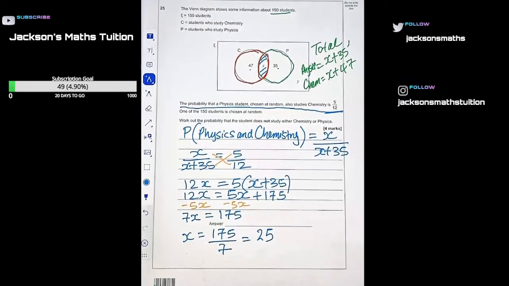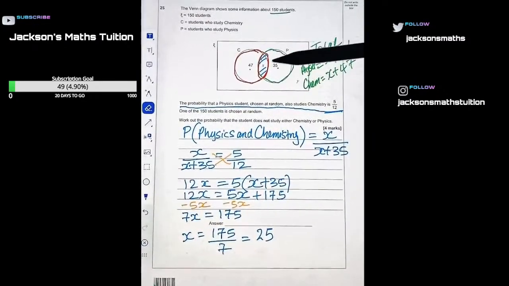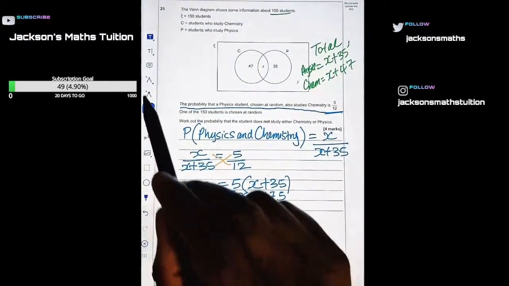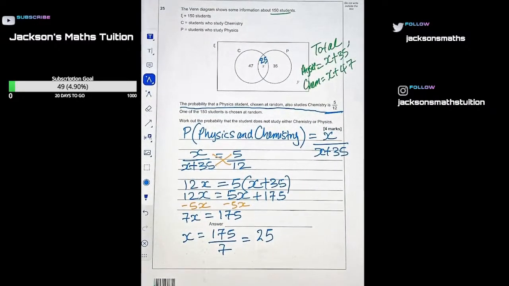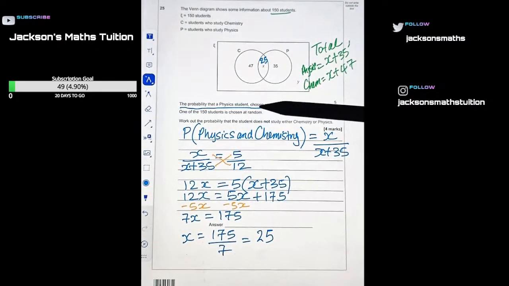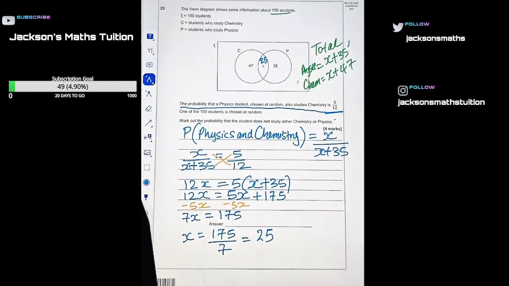So that's the value of x. So if x is 25, let's clean up the Venn diagram, input some values. So that's 25 here in the middle, which takes us to the last sentence. One of the 150 students is chosen at random. Work out the probability that the student does not study either chemistry or physics.